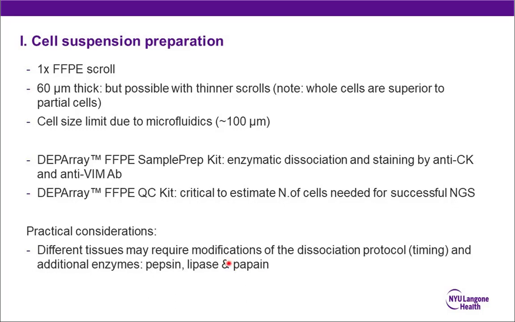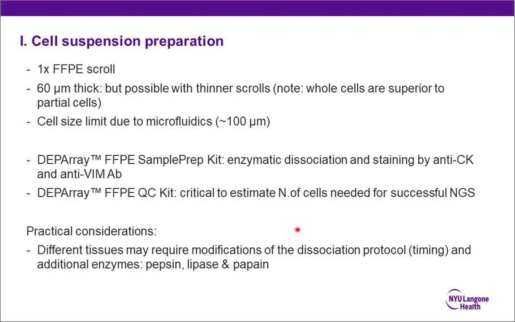We have tried them. Papain works very well on the brain tissues. Lipases are useful when you're dealing with the very fatty tissues. And pepsin has been working in some tumors that had a lot of elastic fibers. So a good starting point is to start with a sample prep kit and then modify based on the experiments that you want if you're not able to achieve ideal suspension.